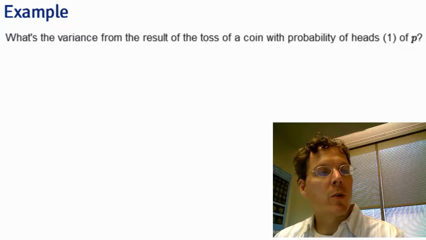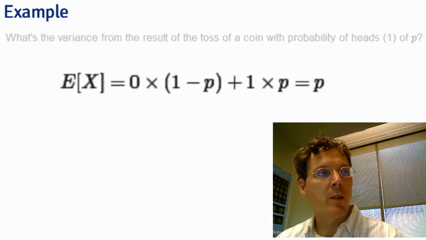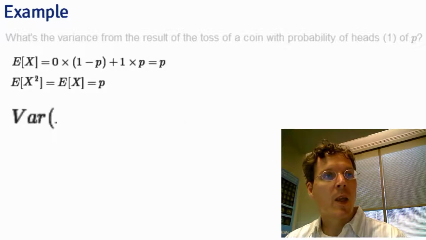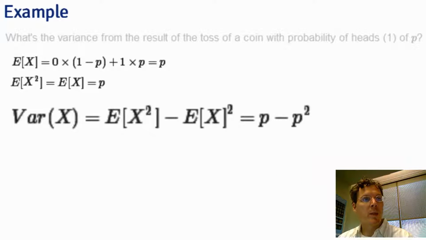Since that was so much fun, let's do another example. Imagine the toss of a coin with probability of heads p. We already covered that the expected value of a coin toss is p. Then let's think about the expected value of x squared. In this case, 0 squared is 0 and 1 squared is 1, so the expected value of x squared is exactly the expected value of x, which is p. If we plug into our formula, we get p minus p squared, which works out to be p times 1 minus p. So the population variance associated with the flip of a biased coin is exactly p times 1 minus p. This is a very famous formula, and I'd recommend that you commit it to memory.